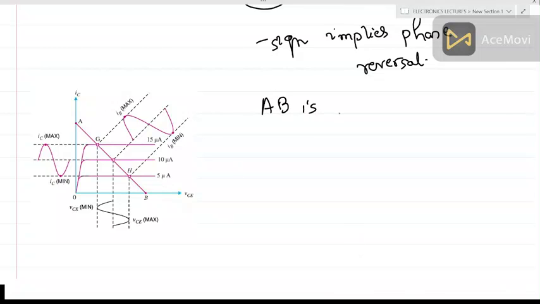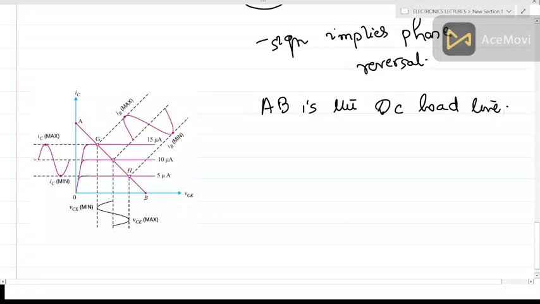This is the graph that you can see. Now in this graph, the first thing is that AB is the DC load line. I will discuss the AC load line also. This is the DC load line. You have learned the concept of the DC load line. It is used to find the Q point.